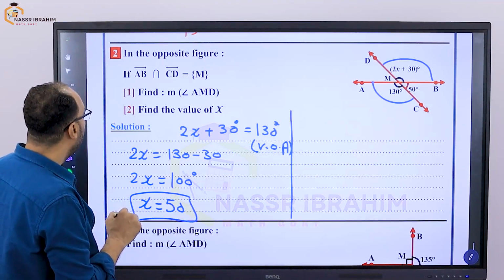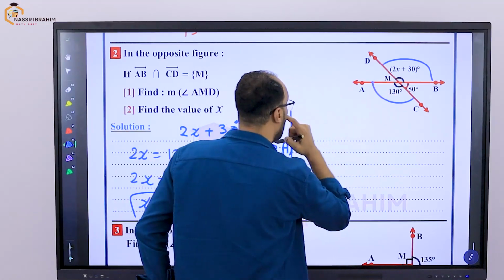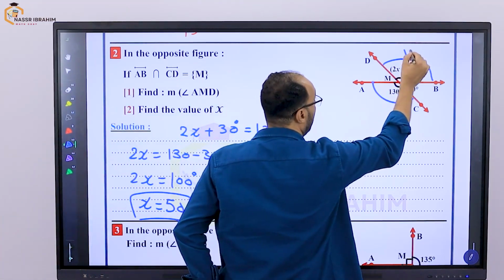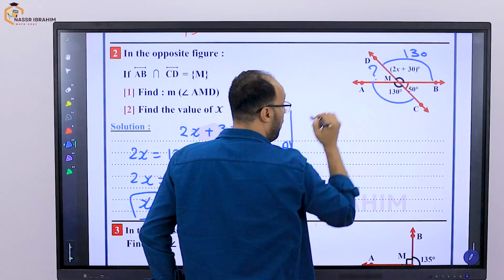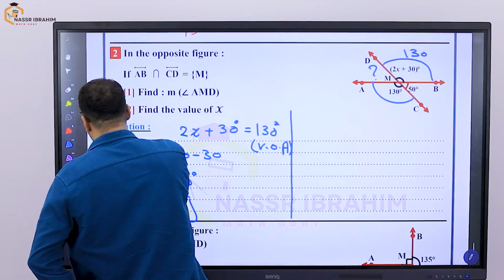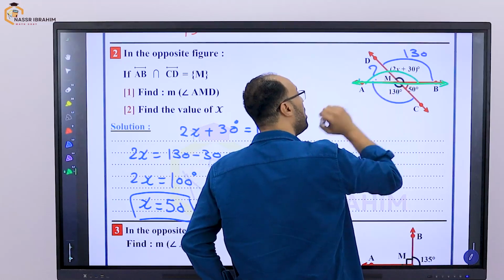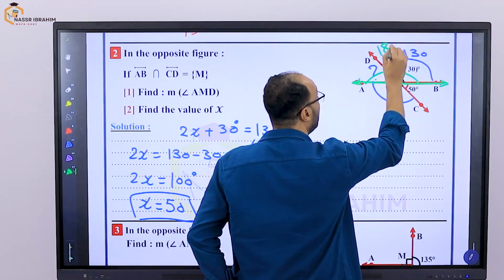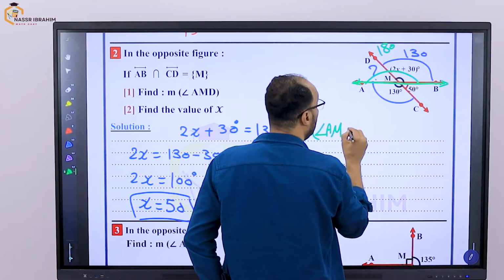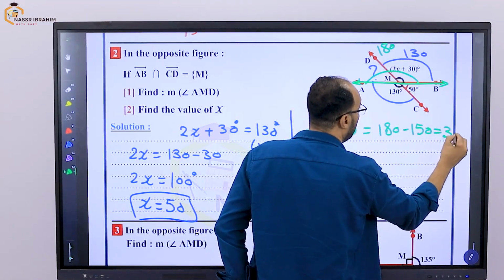He asked us to find the measure of AMD, this one. First of all, we want to know the measure of this one. It will be 130. Measure of angle AMD. As you see, here we have a straight line, so it will be supplementary angles. The sum of these angles will be 180 degrees. So measure of angle AMD will be 180 minus 150 equals 30 degrees.